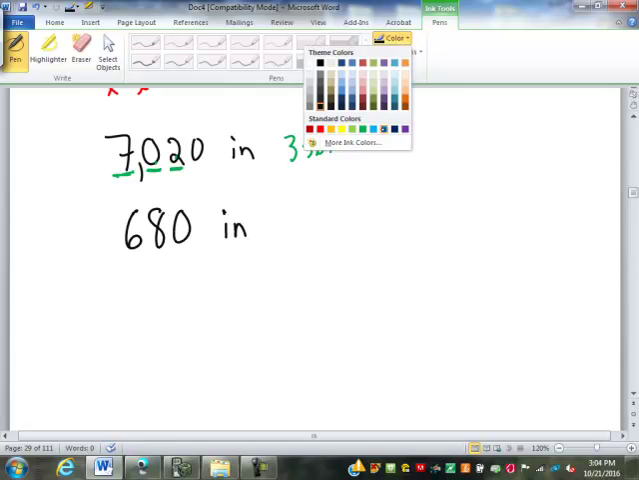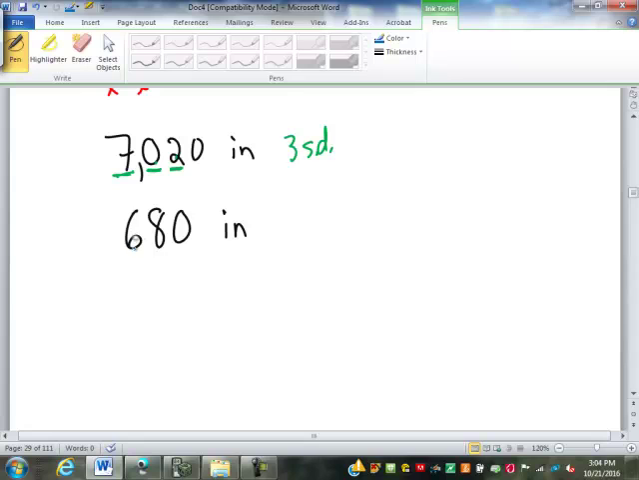So 680 inches. Is the 6 significant? Yep. The 8? Yep. The 0? No, it is not significant. So that only has 2 significant digits.